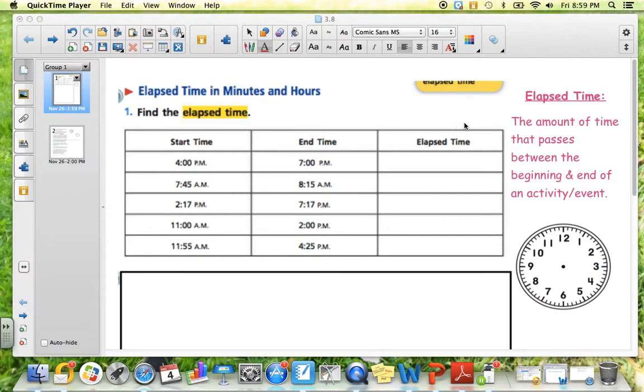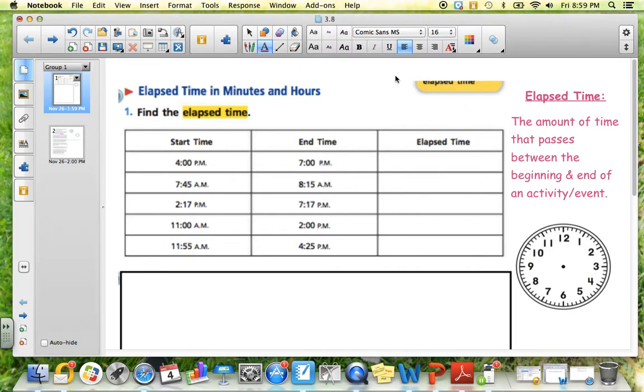All right, kiddos, we are working on Unit 3, Lesson 8. Today we are going to find elapsed time. So I need you to turn to page 185 in your SAP and we'll get ready. Okay, so it says find the elapsed time. I went ahead and wrote out the definition for elapsed time right here because some people may not know. So elapsed time is the amount of time that passes between the beginning and end of an activity or event.